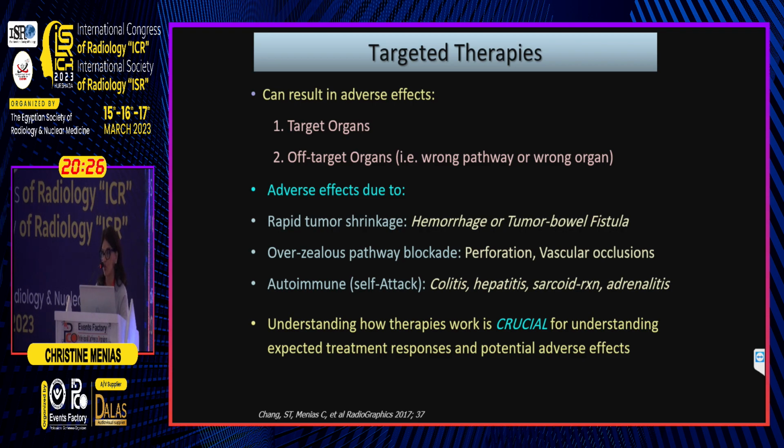You will see thrombosis. You will see pulmonary embolism. You will see GI perforation. You will see GI bleeding. You will see impaired lymphangiogenesis and impaired wound healing, which we'll talk about.